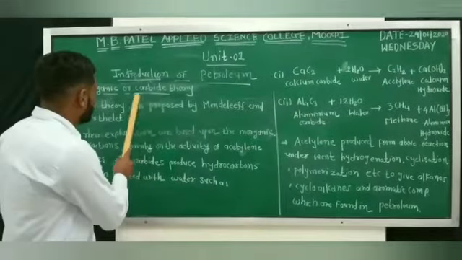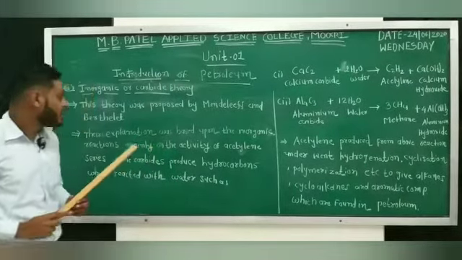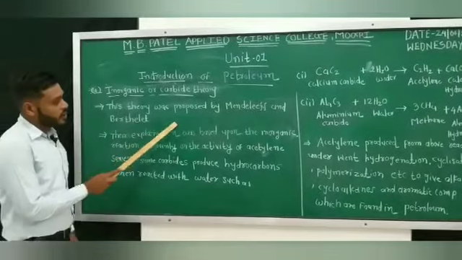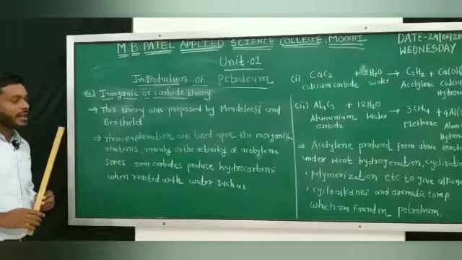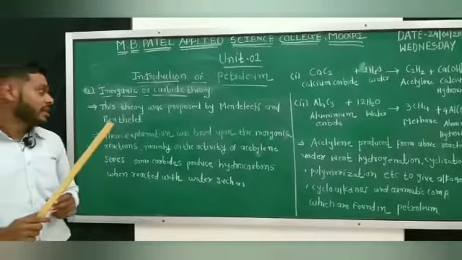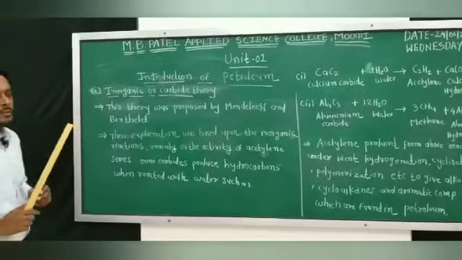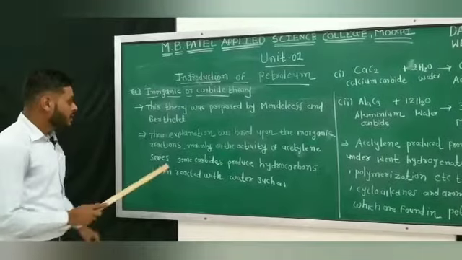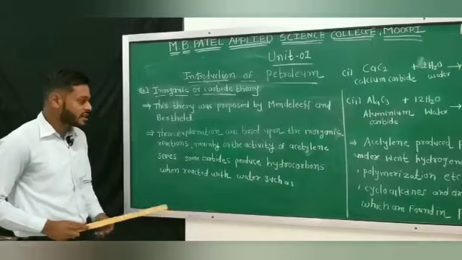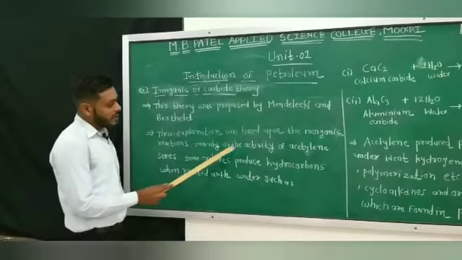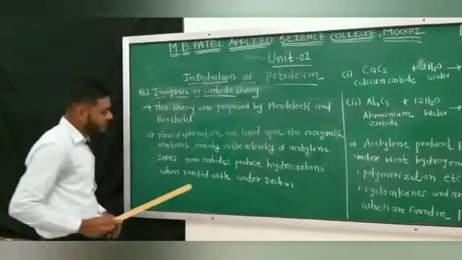First theory, inorganic or carbide theory. This theory was proposed by Mendeleev and Berthelot. The explanation was based upon inorganic reactions and mainly on the activity of the acetylene series.